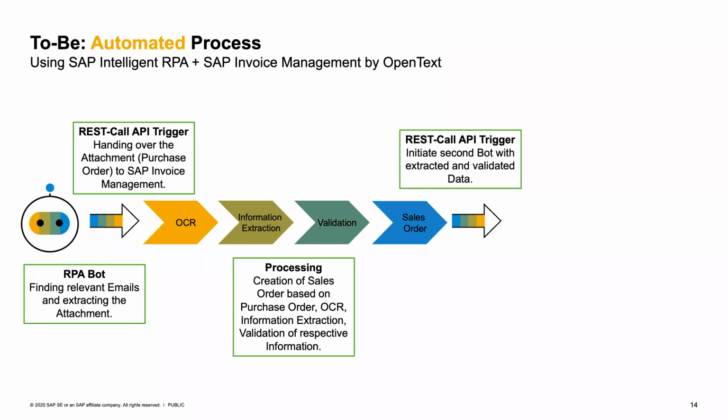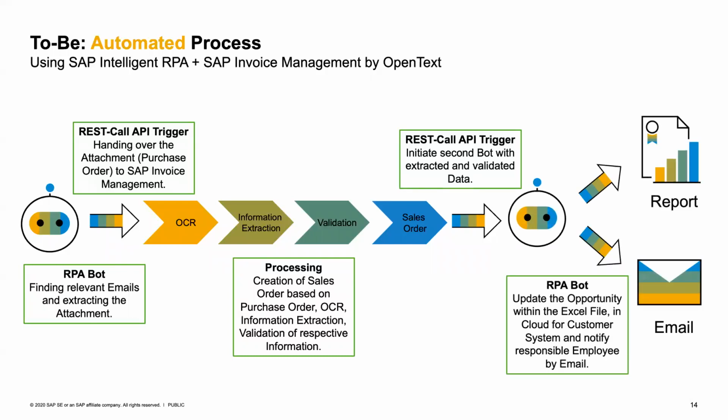The second bot gets initiated by calling a so-called API trigger. The API trigger accepts context-specific information again, coming this time from the SAP Invoice Management by OpenText and the validated data. And in the next step, it updates on the one hand side the Excel file, and on the other hand side also updates the CRM system with the opportunity. In addition to that, we also access Outlook and put the respective information inside an email and send it out to the responsible account executive.